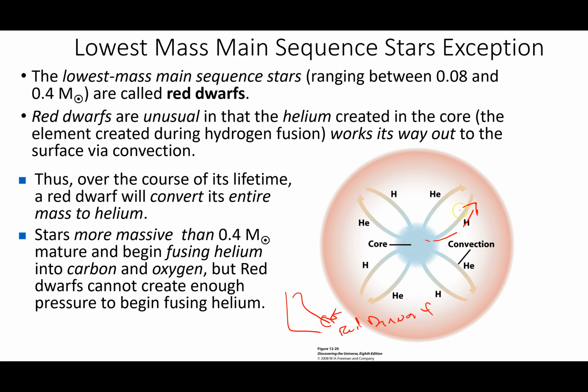Wait, no, sorry. They convect out their helium, because in the core they're taking H plus H to form helium. So basically what they do is they get that old helium out and get fresh hydrogen in. So they're kind of a gentle giant in that way, and that's why they last so long.